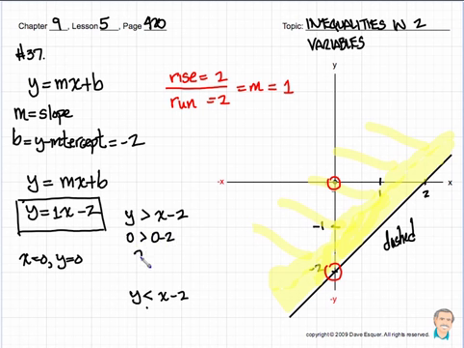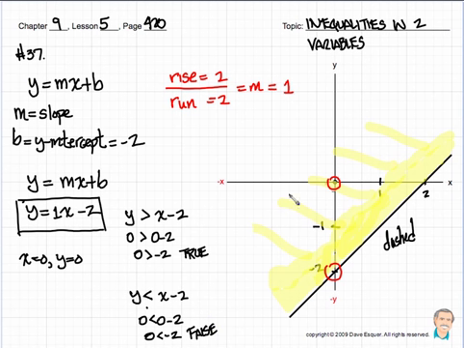So let's test this out. So 0 turns out to be 0 minus 2. So is 0 greater than -2? Or is 0 less than 0 minus 2, or is 0 less than -2? So we have to decide which one of these two is true. So it looks like 0 has to be greater than -2. This turns out to be the true statement. This turns out to be the false statement.